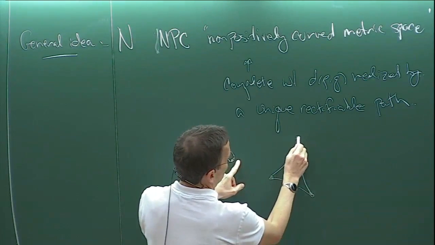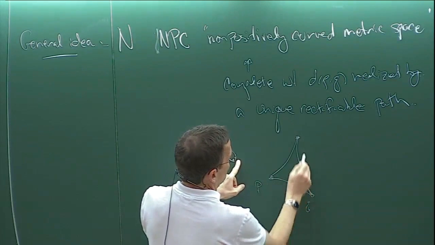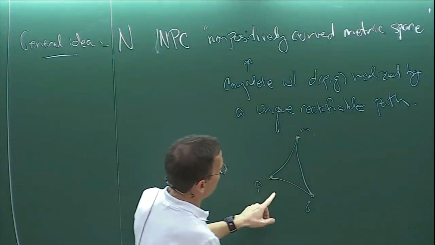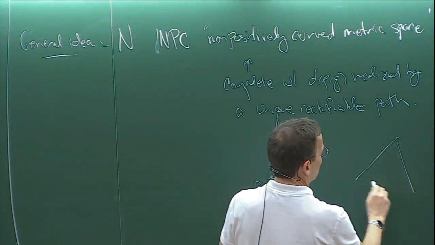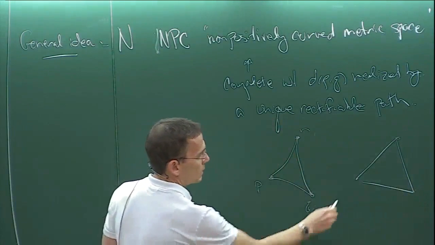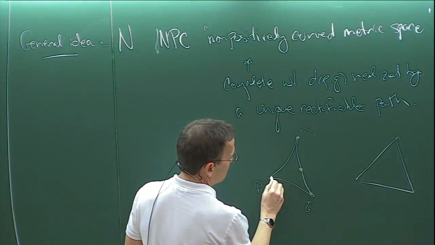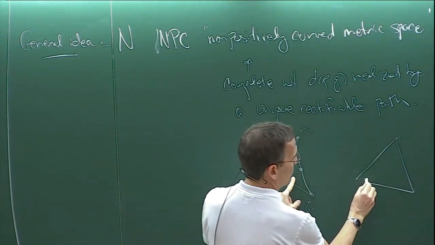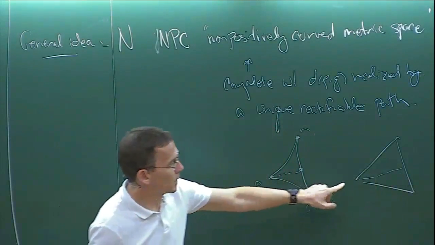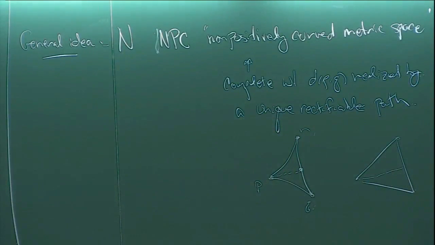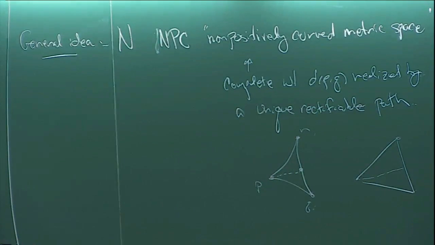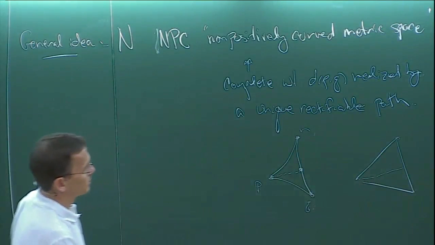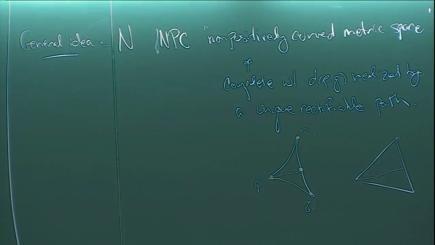So if I have 3 points in my NPC space N, and I look at the corresponding Euclidean triangle over here with the same side lengths, then I want to measure the distance between, say, P and the midpoint of that other geodesic, and that should be less than the distance of the corresponding point over here. So it's at most as positively curved as Euclidean space. So that's the way you define NPC.